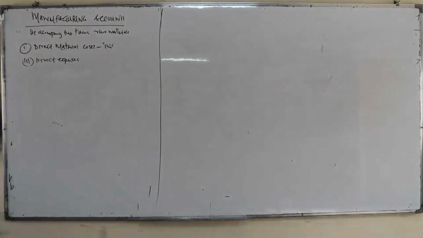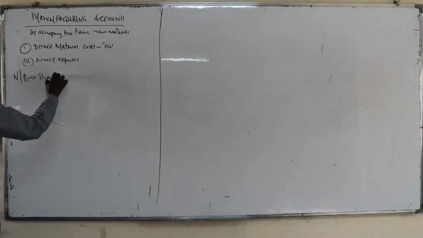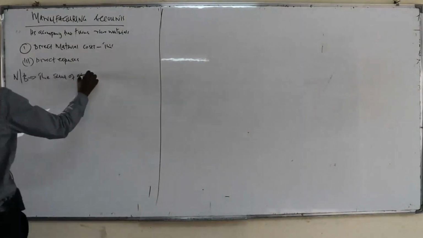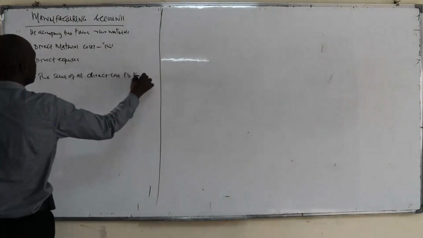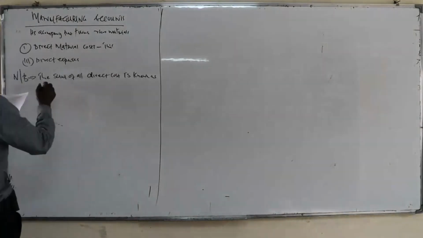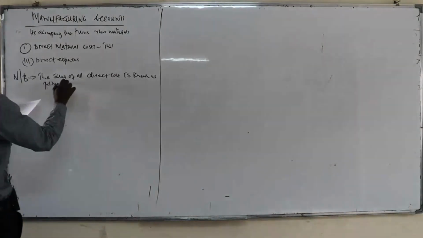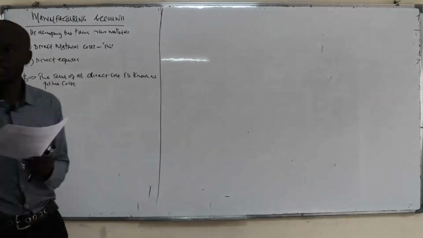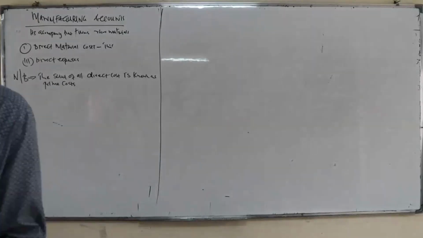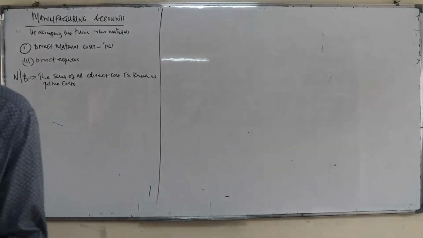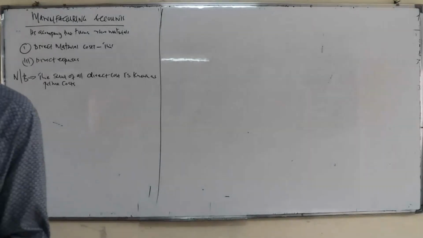So NB, the sum of all direct costs is known as prime cost. The sum of all direct costs is known as prime costs.